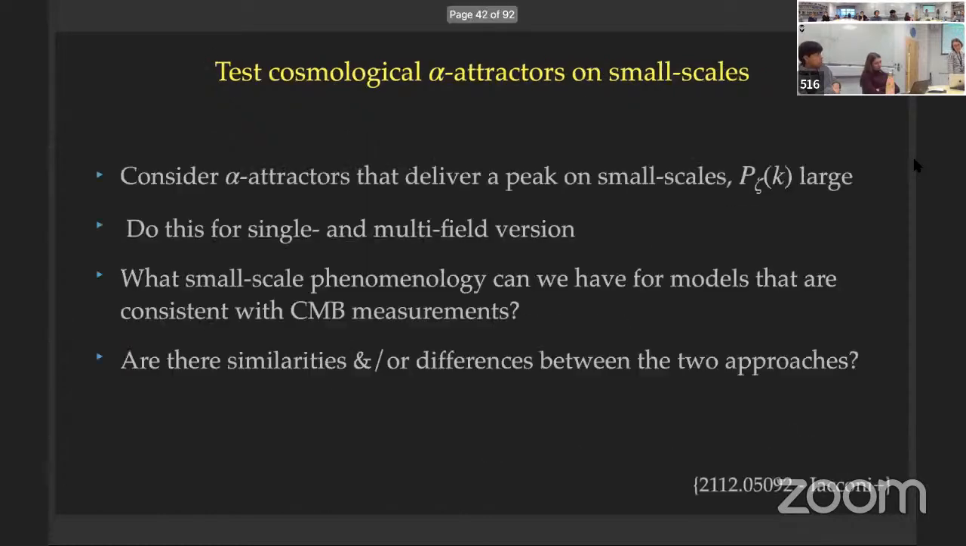Okay. So what we want to try to answer in our work is, let's consider these alpha-attractors that are very important and compelling models. We want to test them on small scales. So let's consider a possibility that they deliver some large scalar fluctuations on small scales. And since the cosmological alpha-attractors are actually born multifield, we don't want to do this only in single field, but also in a multifield setup. And we want to try to answer these questions. What small scale phenomenology can we have for models that are consistent with the CMB measurements? And whether there are similarities or differences between the single field and the multifield approaches.